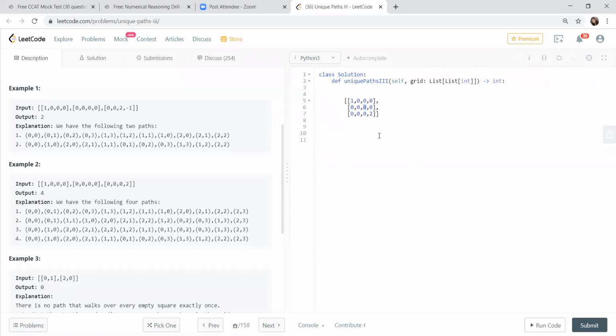Does anyone have any problem with this approach or any problem understanding this question? And does anyone want to discuss any other approach?